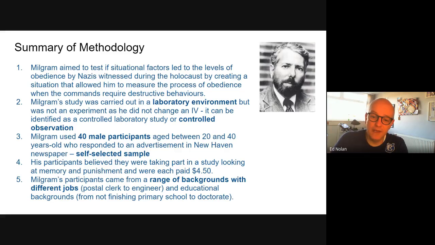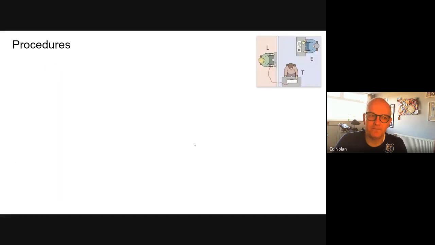So they were very much a range of individuals. They were all males. I presume they were all white males from the New Haven area, but they were a broad spread of people in that area. Okay, so methodology. We talked about what method he used and his sampling and participants. Let's have a look at what he actually did in the procedures.